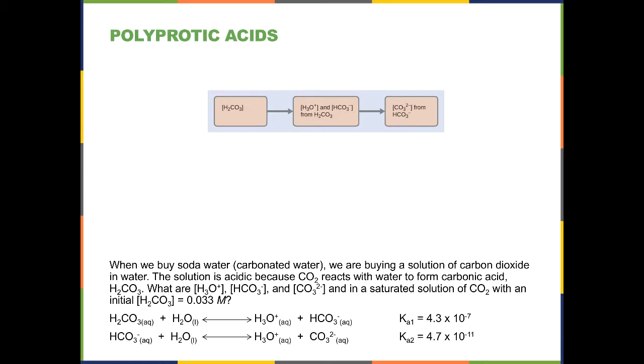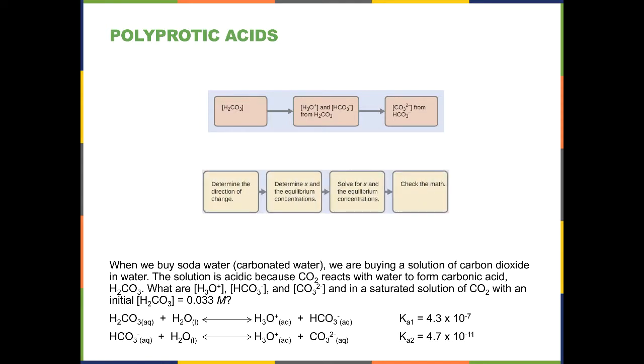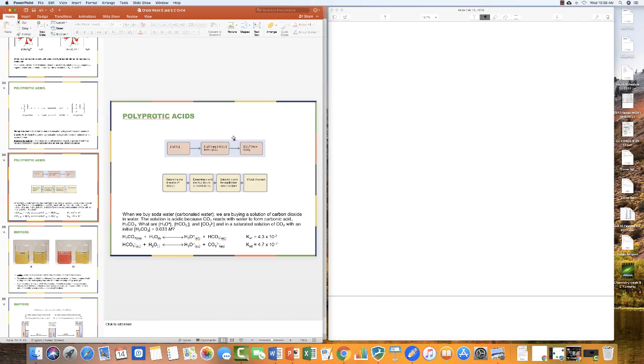The approach is to do two steps. The first step is to find the hydronium ion concentration and the bicarbonate ion concentration from carbonic acid using the first Ka. Then, using the second Ka, you find the carbonate concentration from the bicarbonate concentration that you got from the first step. So you determine the direction, and you do this the same way, you just do it in two steps as opposed to one. So let's take a look at this very problem.